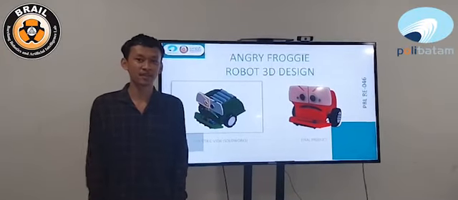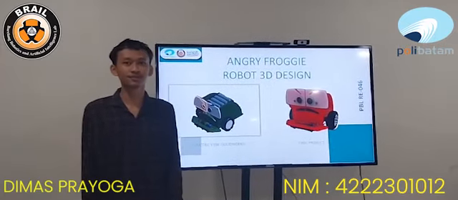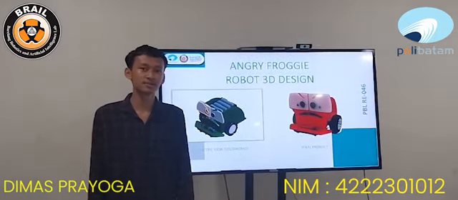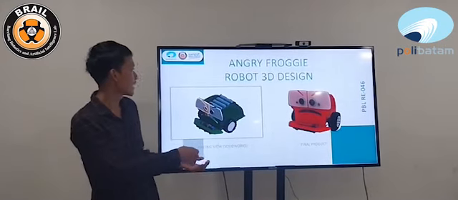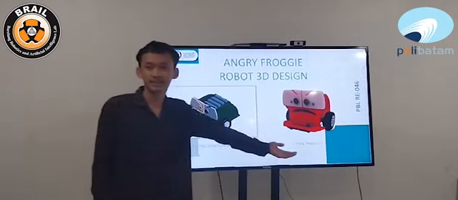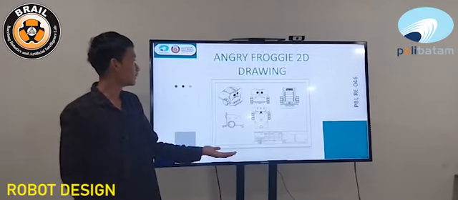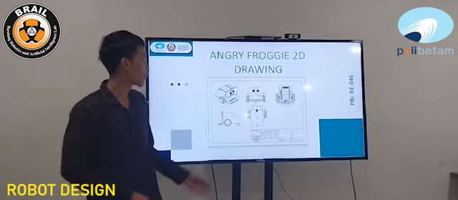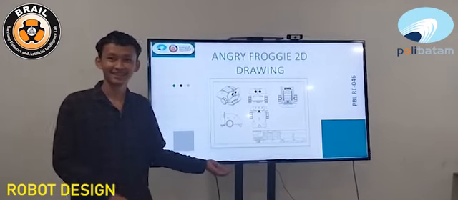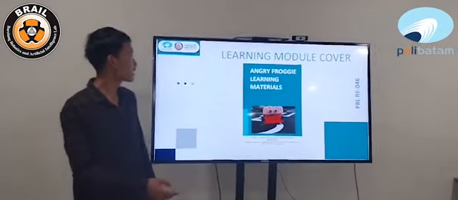Hello, I am Dimas Prayoga, student number 4222301012. This is my robot design in isometric view, and this is the project's 3D drawing. And next, this is the learning module maker.